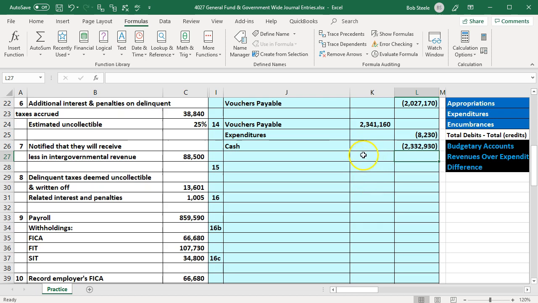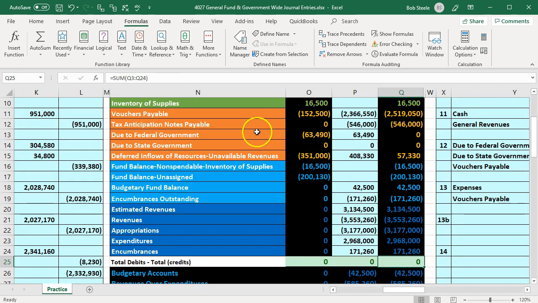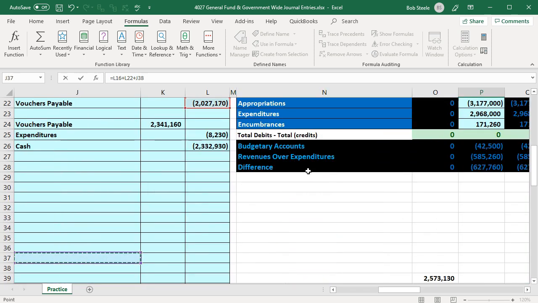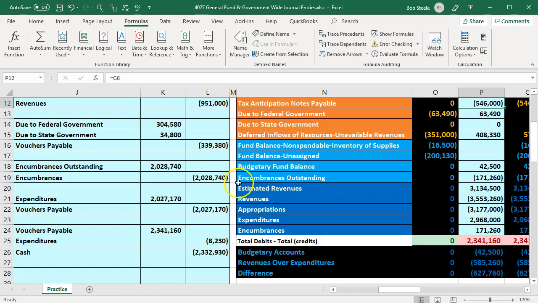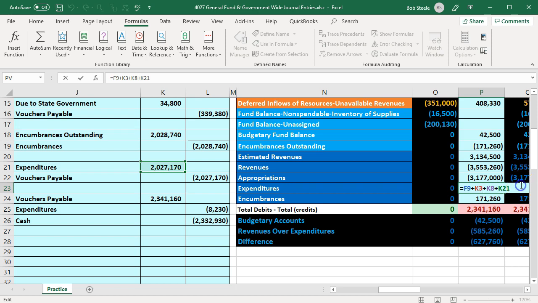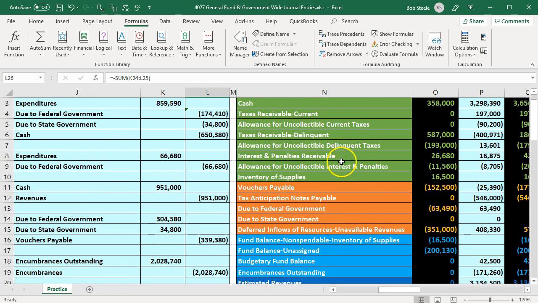So let's go ahead and record this out. We got the vouchers payable, scrolling to the right, scrolling up, vouchers payable in P11, double clicking on P11, going to the end of it, saying plus, putting the cursor back down, scrolling down to that voucher payable and enter. Then we have the expenditures, that's going to be down here. We are then in cell P23, double clicking on P23, going to the end of it and plus, and then pointing to that 8,230. Then we're in the cash, so we're going to go up to cash up top.